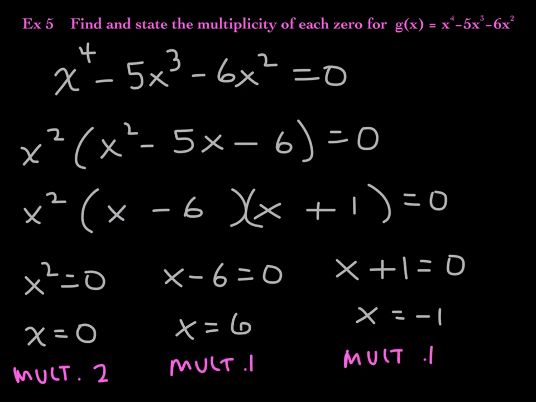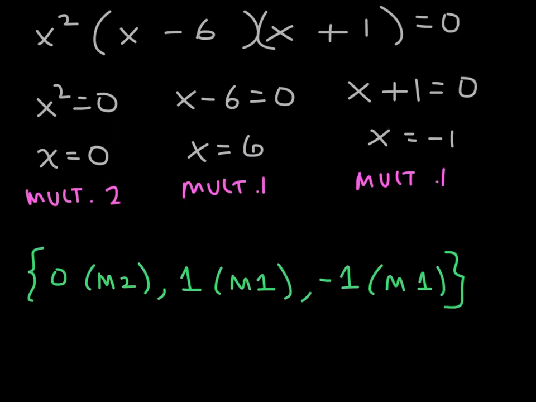Multiplicity 1. Let's count all of the zeros and their multiplicities. You ready? 1, 2, 3, 4. And the degree of the function is 4. The number of zeros is the same as the degree of the polynomial function. All right, in set notation, it's 0, multiplicity 2, 1, multiplicity 1, and negative 1, multiplicity 1. All right, good job, you guys.